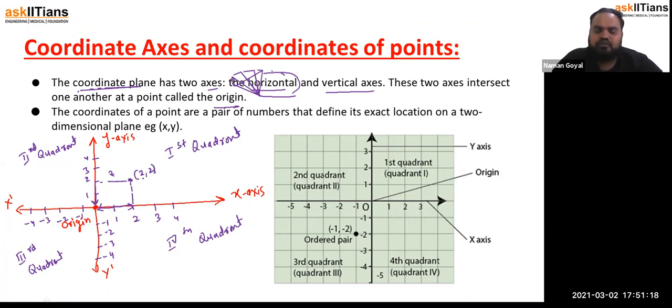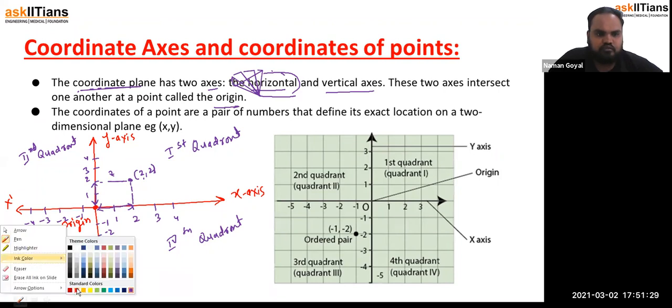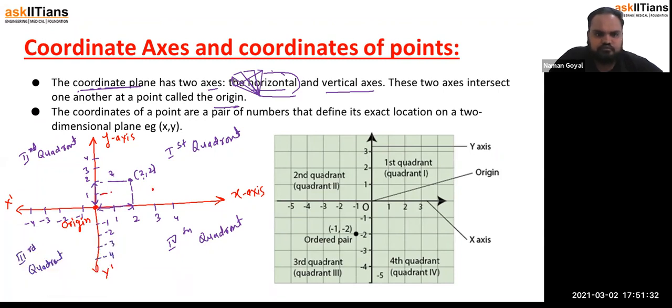So if this is 2, we can interpret it that the x part is 2 and the y part is also 2. If I take a point like this, the coordinate of this point is what? 3 comma 1. Why? Because x is 3 and y is 1. Now for this point, the coordinate is what? Minus 4 comma 3. Why is it minus 4 comma 3? Because x is minus 4 and y is 3.